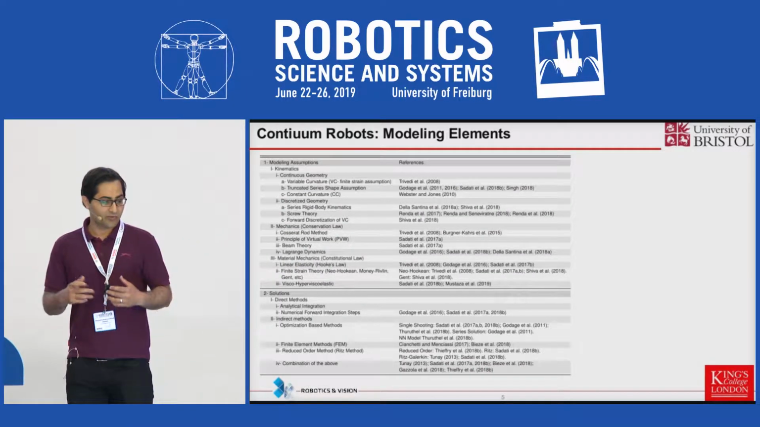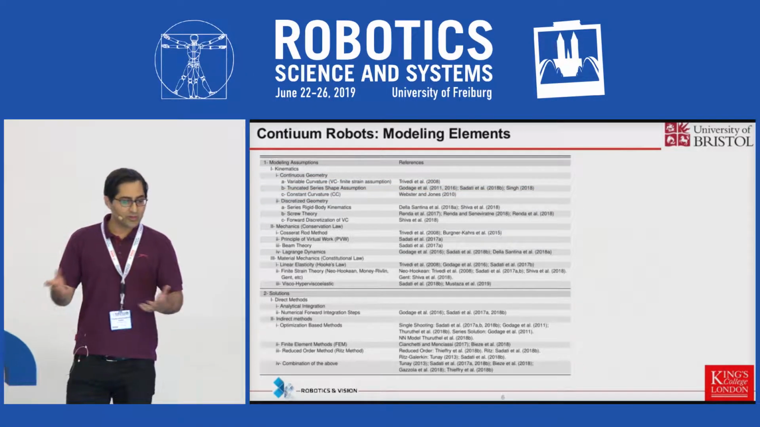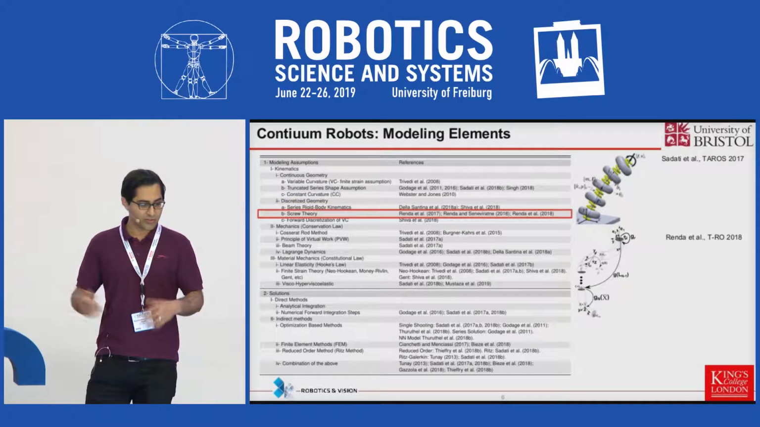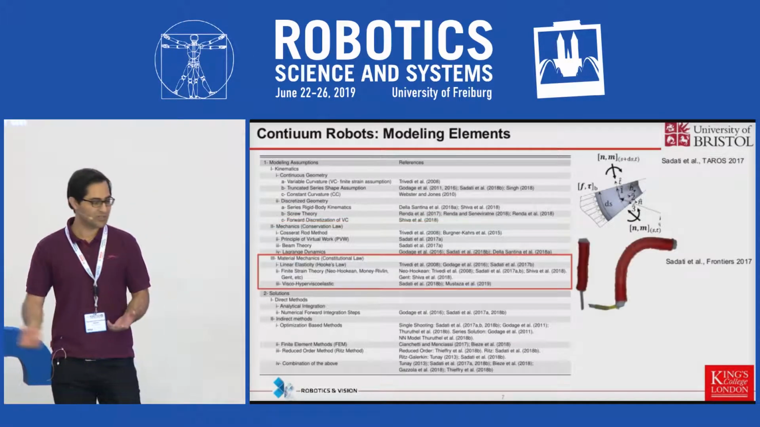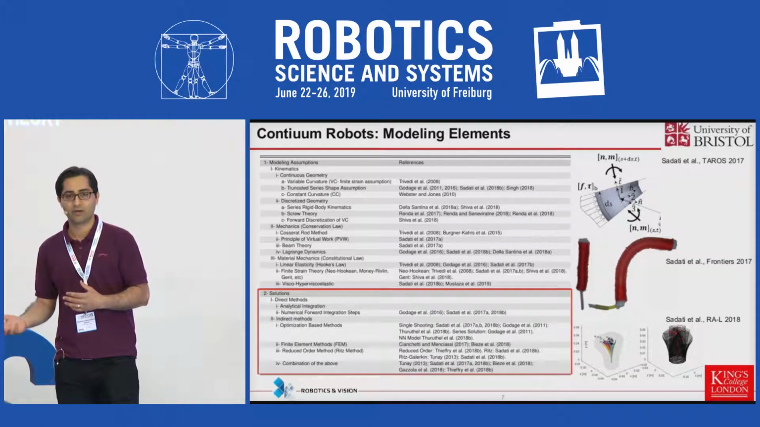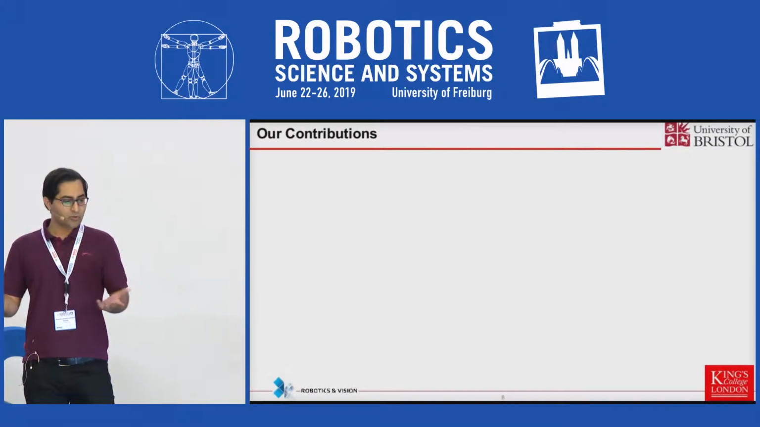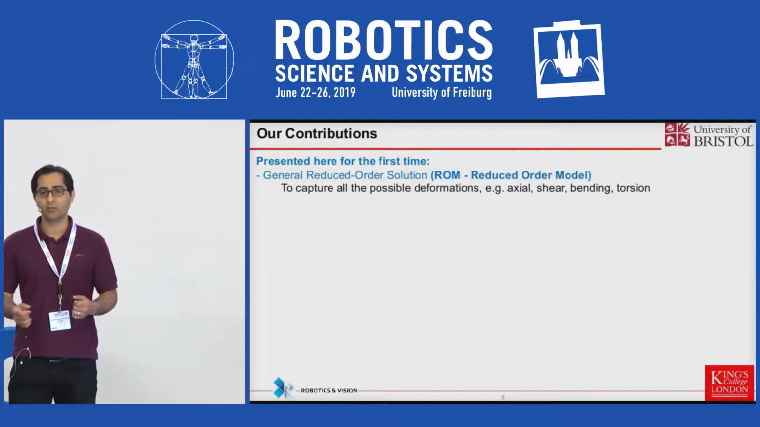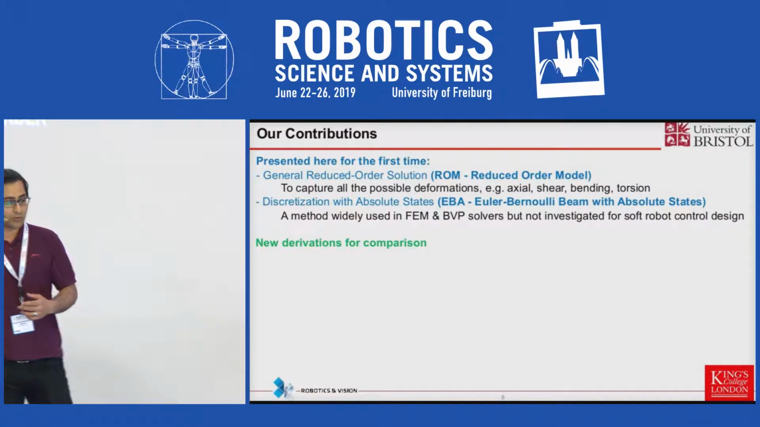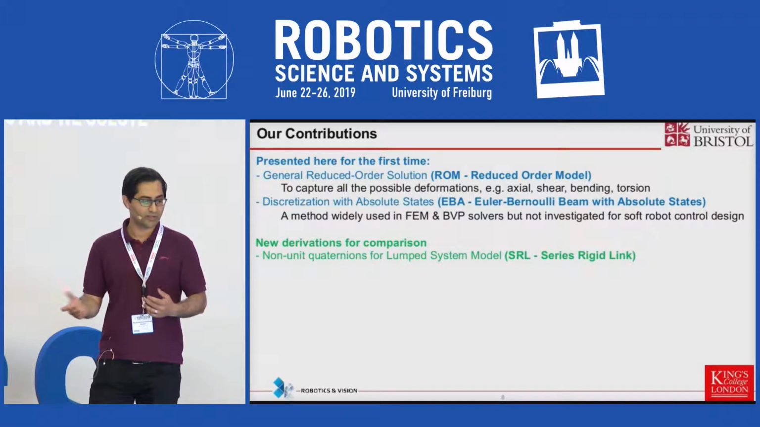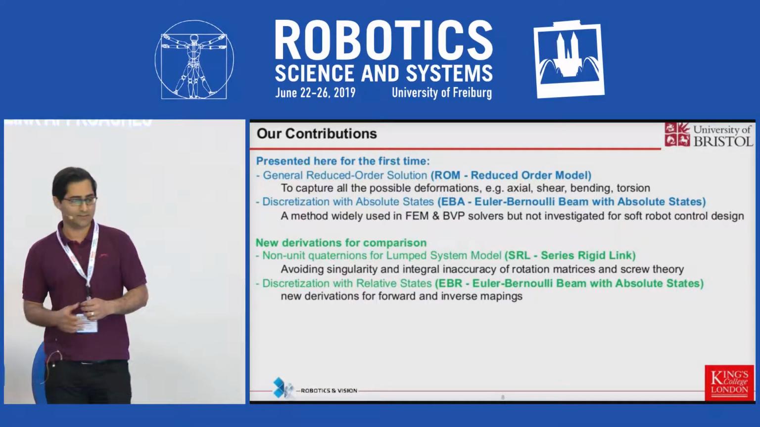A model consists of these elements. We need to talk about kinematics, continuous or discontinuous, mechanics, Cosserat theory, principle of virtual work, beam theory, or Lagrangian, material mechanics like linear elasticity, finite strain theory, viscoelasticity, and finally the solution, which can be direct or indirect. Our contribution: here we present a general reduced order model capable of capturing all the deformation, a discretization approach with absolute states based on Euler-Bernoulli beams, also new derivations for series rigid link approach with non-unit quaternions, and a case of discretization with relative states.